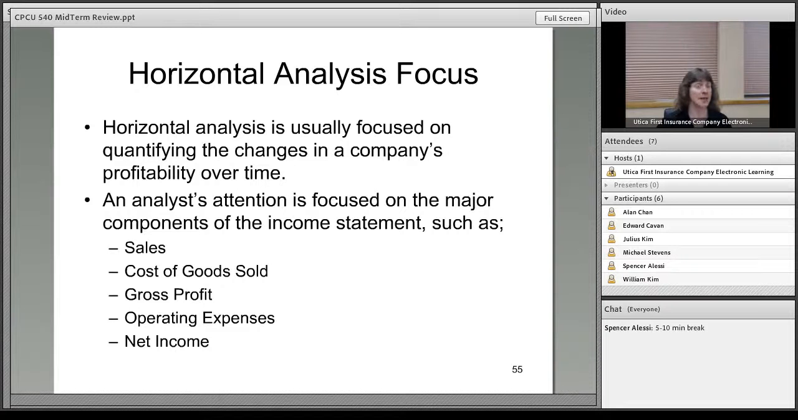And there may be times you have to calculate gross profit. They may not give it to you. That's why you have to understand and know those formulas.